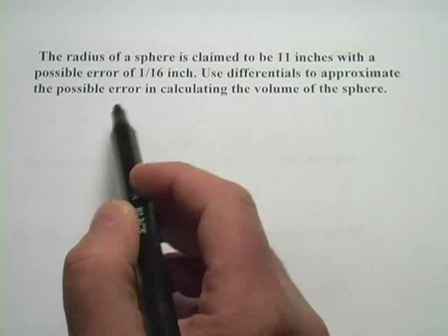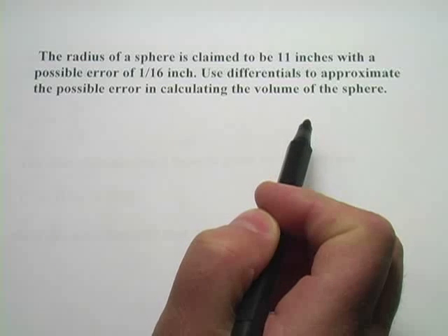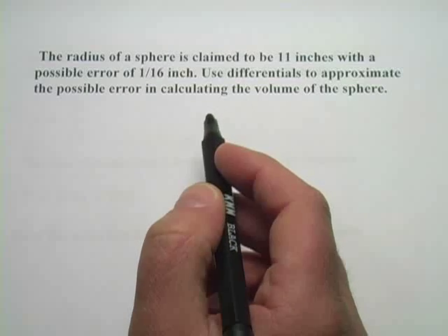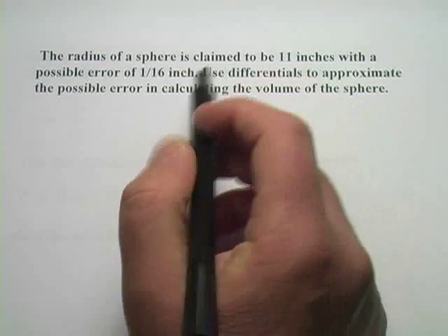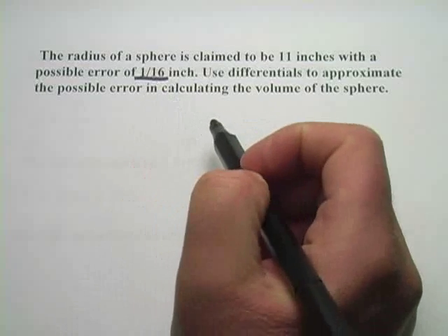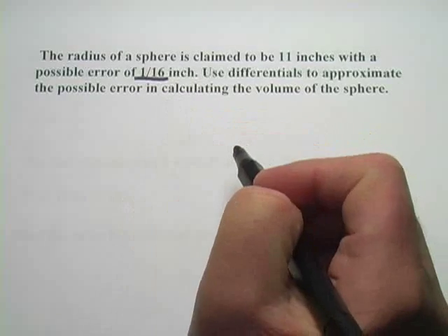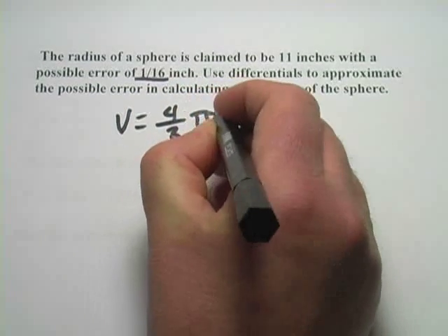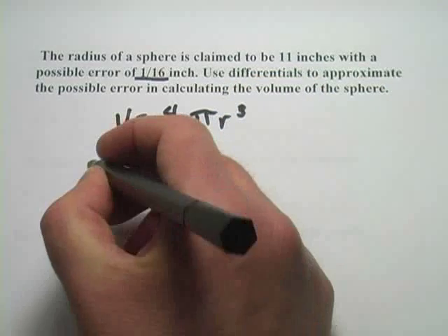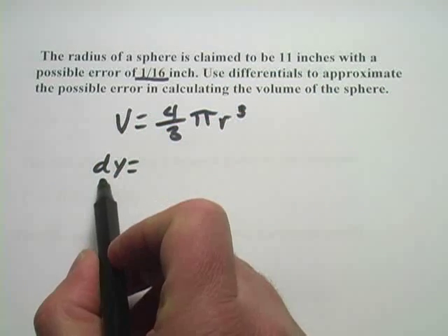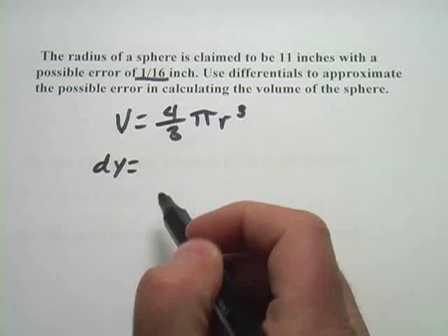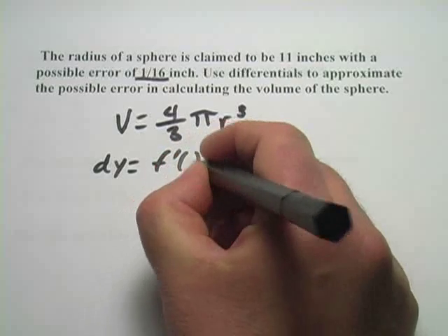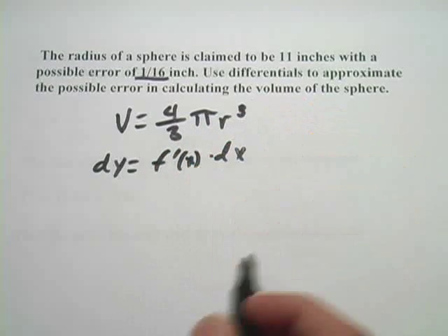And we want to use differentials to approximate the possible error in calculating the volume of the sphere. Maybe we need to know that to provide proper packaging. We want to know how much volume it's possibly going to take up. Well, our change in x is going to be this unit of error. Our function is just the function for the volume of the sphere, and that is 4/3 pi times r cubed. And remember, for differentials, dy is actually going to be the change in the volume. You could call that dv if you wanted to. I'm just going to use the dy and dx notation. That equals the derivative of the function times dx, and x here is standing in for the radius.